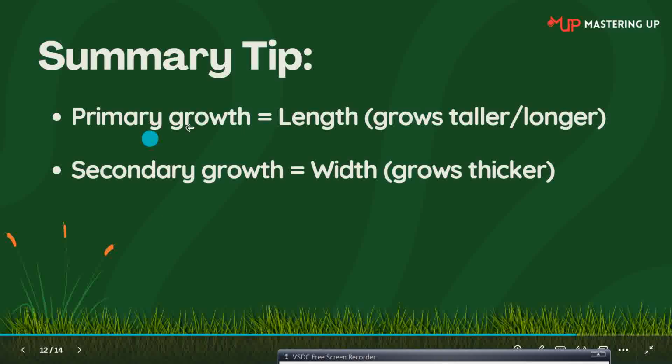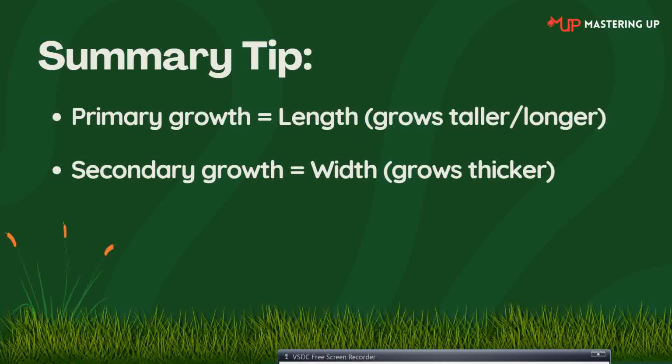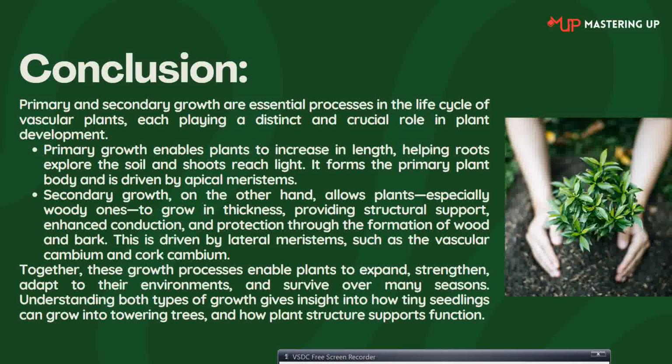Now mainly, let's have a summary or a recap. Primary growth increases the length, and secondary growth increases the width. For the conclusion, primary and secondary growth are essential processes in the life cycle of the vascular plant, each playing a distinct and crucial role in plant development.